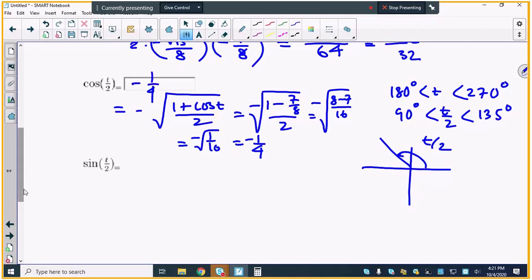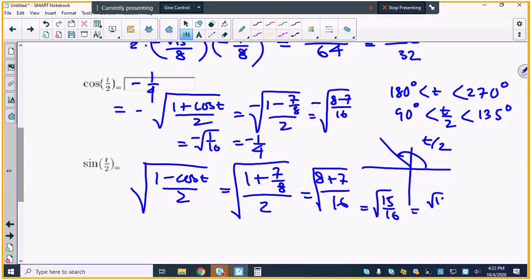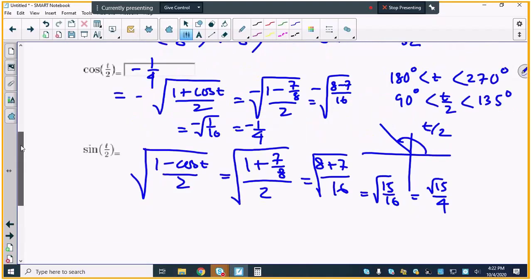For sine, second quadrant is positive. So it's square root of 1 minus cosine t over 2. And remember, because cosine t is already negative 7 over 8, I get 1 plus 7 over 8, over 2. So similarly, you get 8 plus 7 on the top, bottom is still 16. So I get square root of 15 over 16, which is square root of 15 over 4, and that's sine t over 2. And that will complete this question.